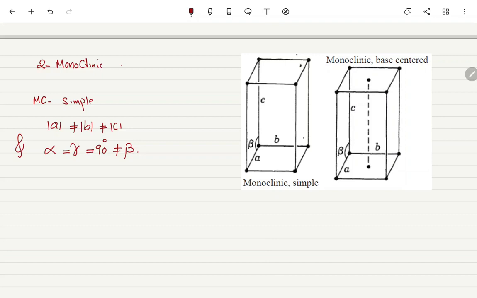Now the other type of monoclinic is the base-centered, this one here. Right in the middle of the bases, top and bottom here, we have an atom like this one here, with the same rule: A does not equal B, does not equal C, and alpha equals gamma equals 90 degrees, but not equal to beta.